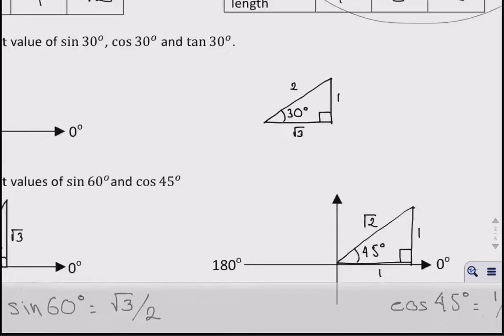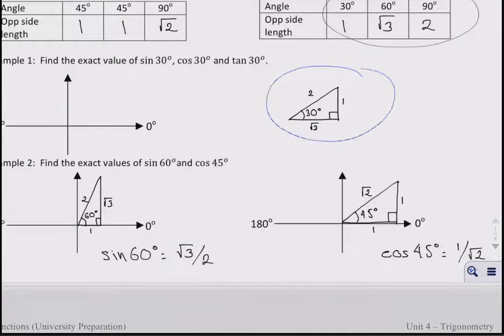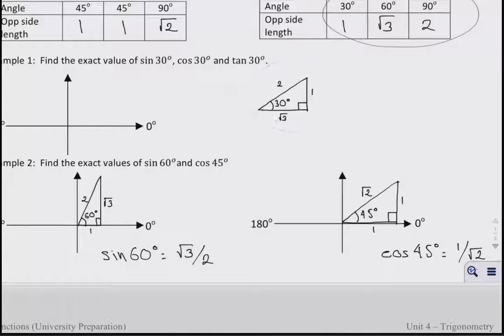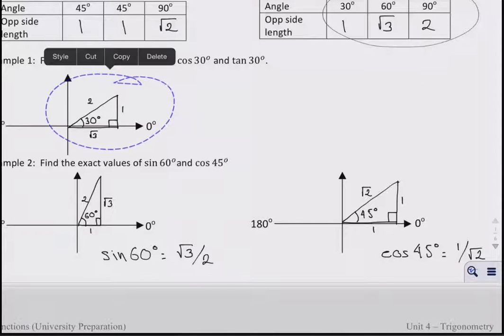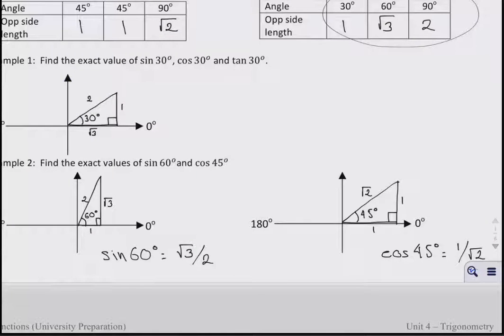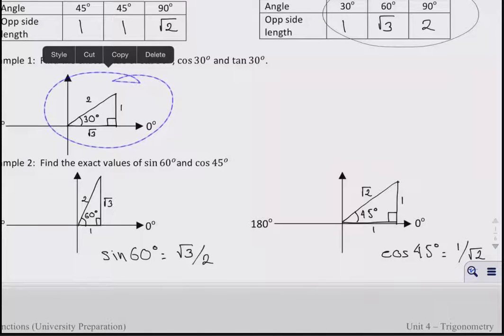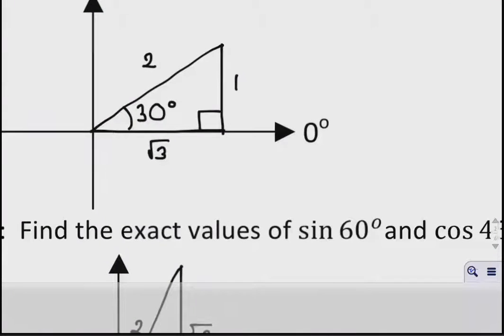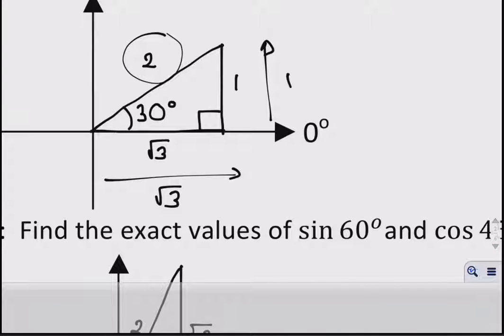and I superimpose that triangle onto my Cartesian plane. And there you have it. Let me just move it into place a bit better. There we go. So the way you read this now is, well, along the x-axis, I have my root 3 positive. Along the y-axis, I have positive 1. And my hypotenuse is always going to be positive. In this case it is 2.